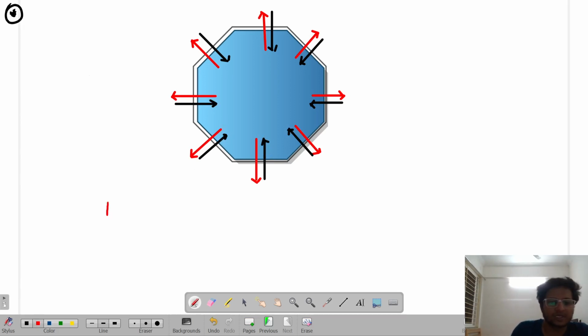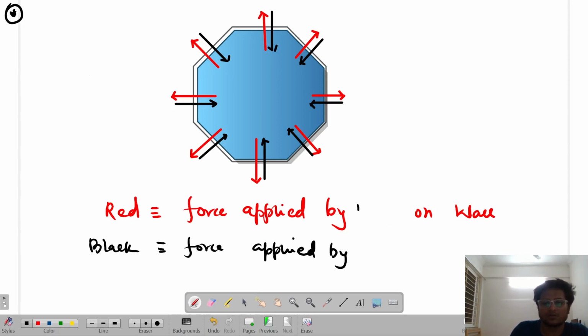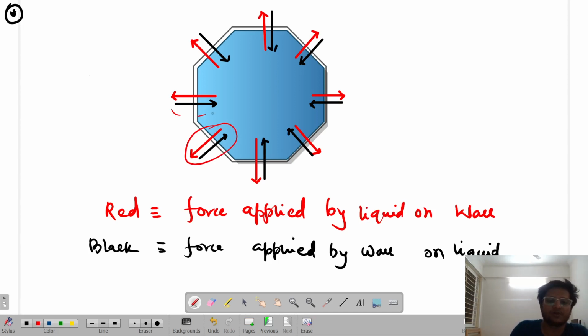So let's suppose the red one is the force applied by water on the container wall, and the black one represents the force applied by the wall on the liquid. You will find that at each and every point, if this liquid is at rest, it means that both combinations of force at each point are the same in nature: equal and opposite. Are you able to get me or not?